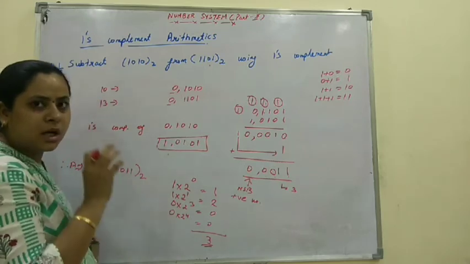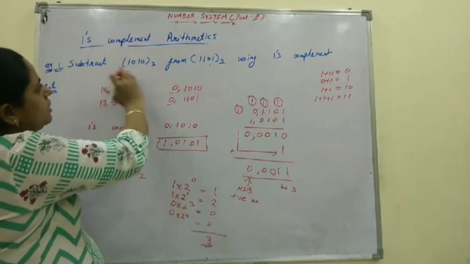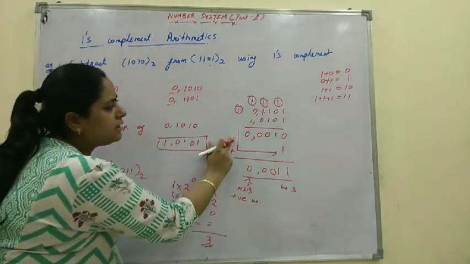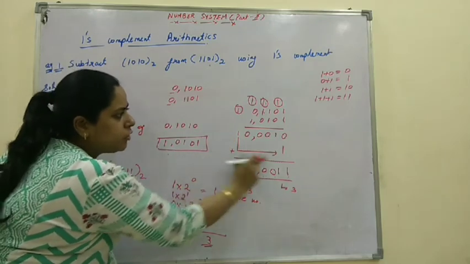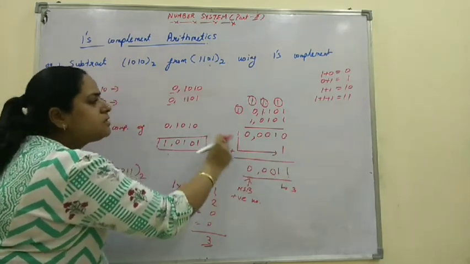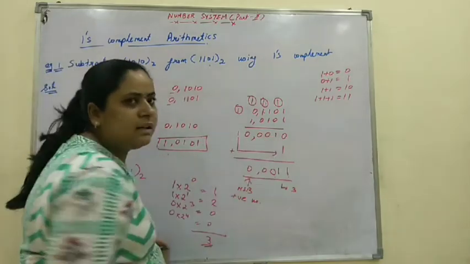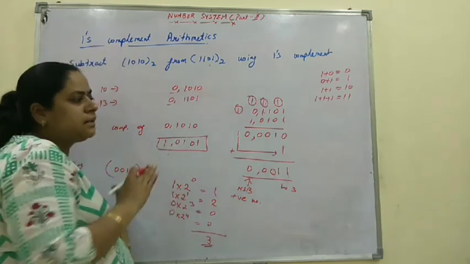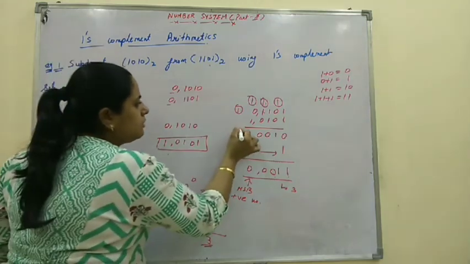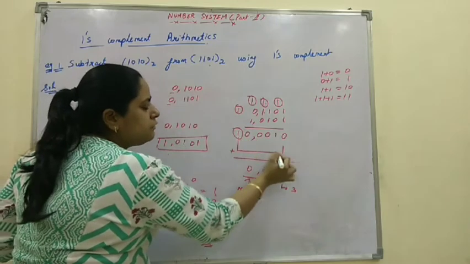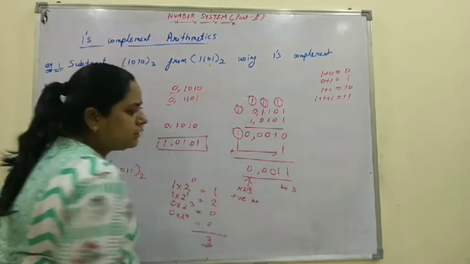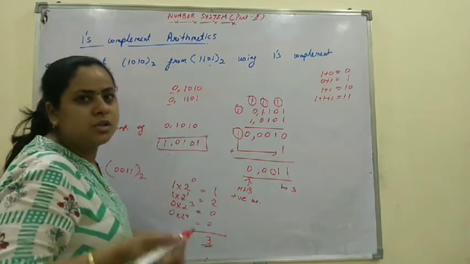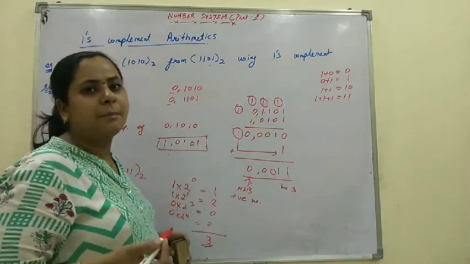In this way we will do binary subtraction using ones complement. This is the first case, when there is a carry, then we drop this carry and add it. In case there is no carry, then we will write the answer as it is. For this, we will see another example in which there is no carry, because here there is a carry. If in case there is no carry, how will we do that? We'll see it in the next example.